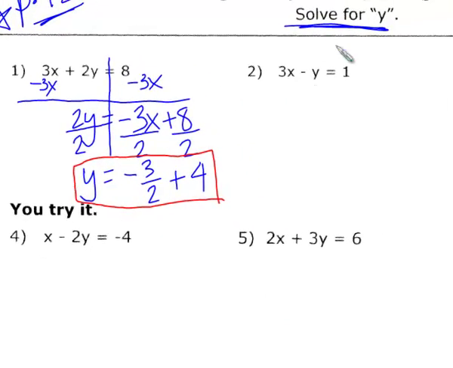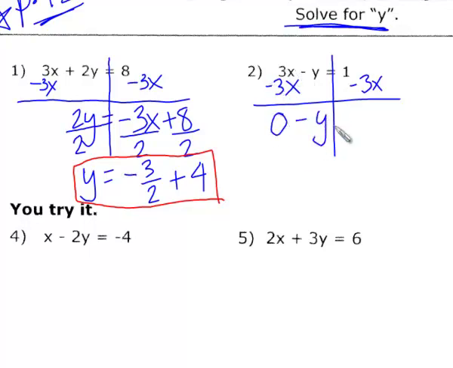Now let's take a look at number 2. It is very similar. The only difference is that my y is negative. So we're going to do the exact same process. Still going to draw my line down the middle. Subtract 3x, subtract 3x, and then 3x minus 3x is 0, and then I have minus y equals negative 3x plus 1. This minus y really means that I have a negative 1 in front of my y.